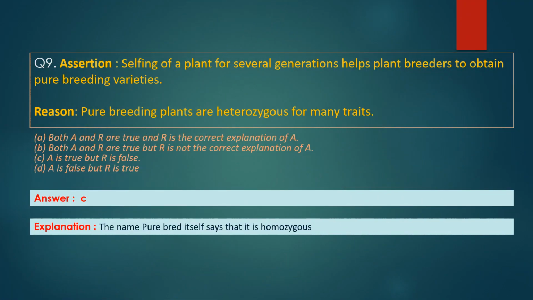Question 9. Assertion: Selfing of a plant for several generations helps plant breeders to obtain pure breeding varieties. Reason: Pure breeding plants are heterozygous for many traits. The answer is C, because R is false. The name purebred itself says that it is homozygous. The first line is true, because when self-pollination is done multiple times, we are able to obtain pure line offspring.